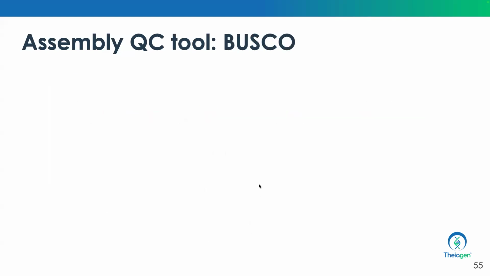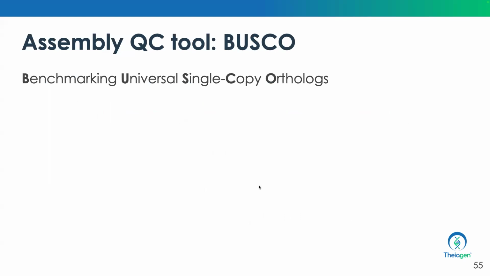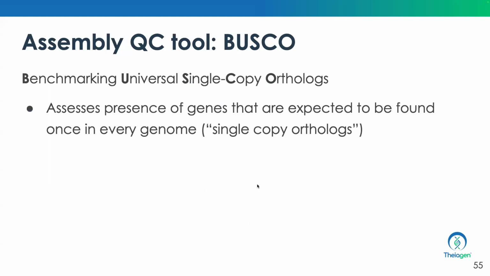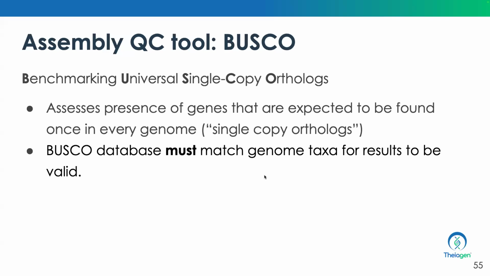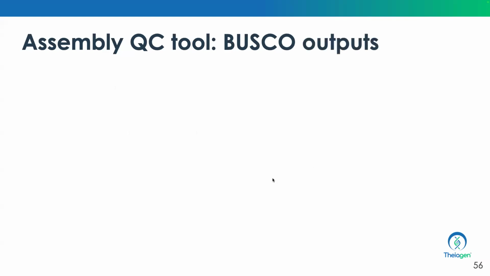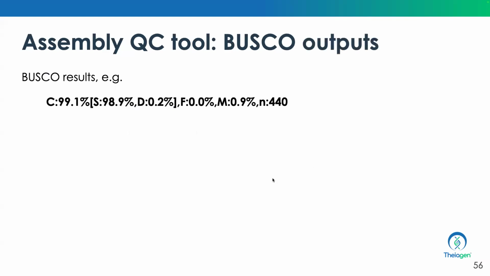And then we have the BUSCO tool, which the long form means Benchmarking Universal Single-Copy Orthologs. This assesses the presence of genes that are expected to be found once in every genome, so single-copy orthologs. And the BUSCO database must match the genome taxa for the results to be valid. And therefore, here we have a sample of the BUSCO output.